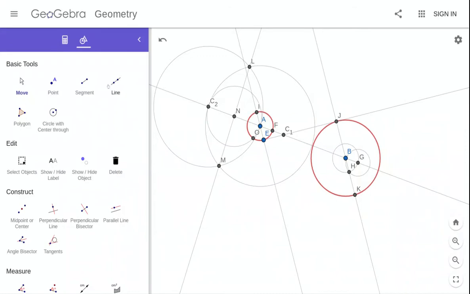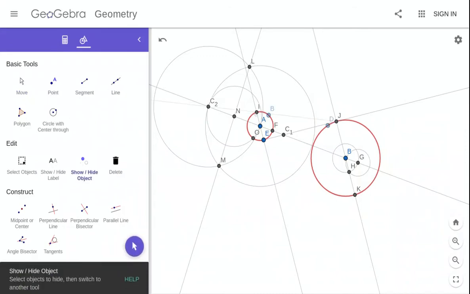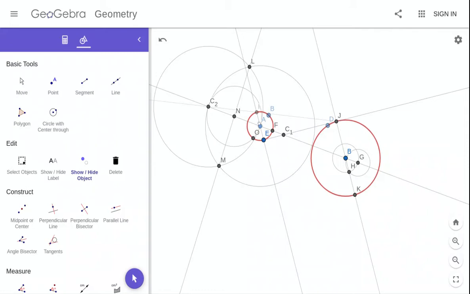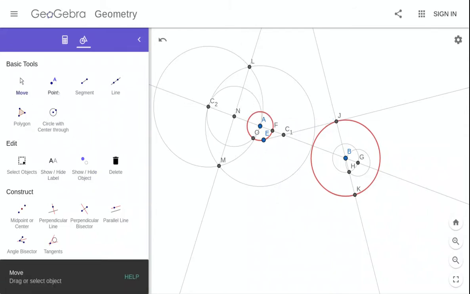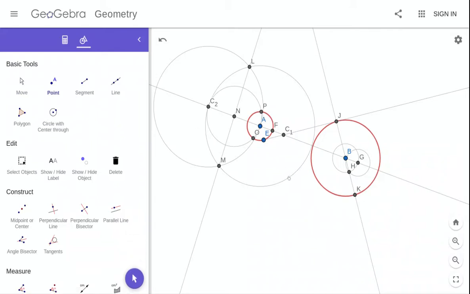Well, it looks like I need to hide this too. This is, whoops, I don't want to hide that. I do want to hide this line though. So you can just work around this if you're using an actual compass, right? But there we go. Okay, so those are the points.